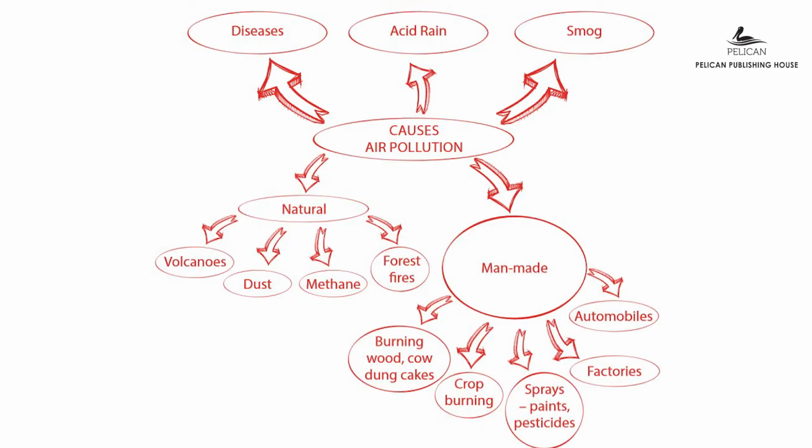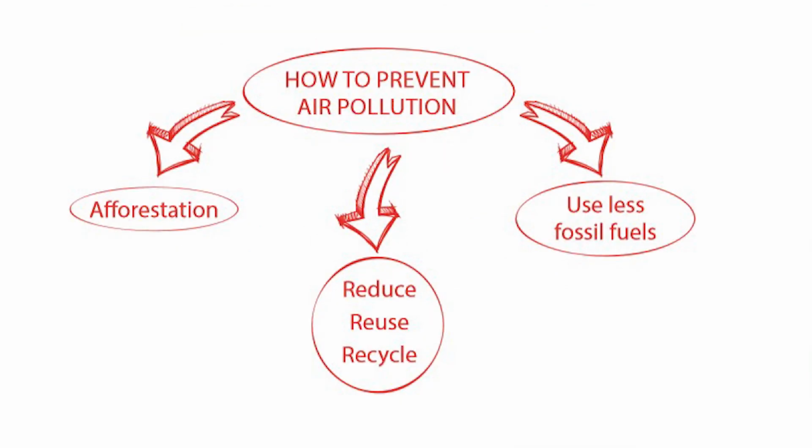Air pollution causes diseases, acid rain and smog. There are two types of air pollution, natural and man-made. Natural air pollution is caused by volcanoes, dust, methane and forest fires. Man-made air pollution is caused by burning wood, cow dung cakes, crop burning, spray paints, pesticides, factories, automobiles. How to prevent air pollution? Afforestation, reduce, reuse, recycle, using less fossil fuel.